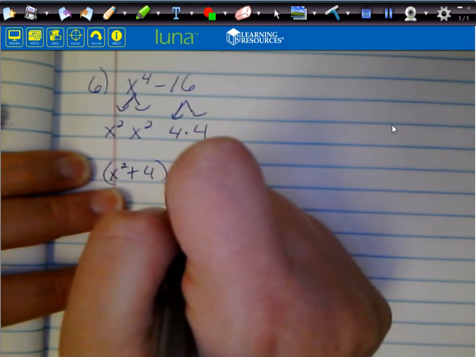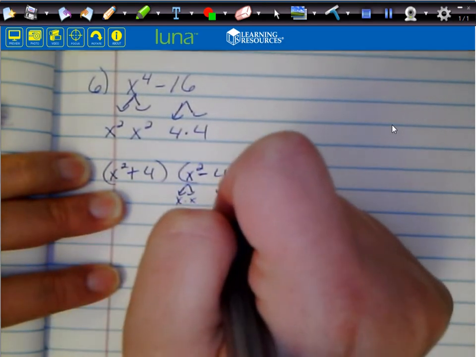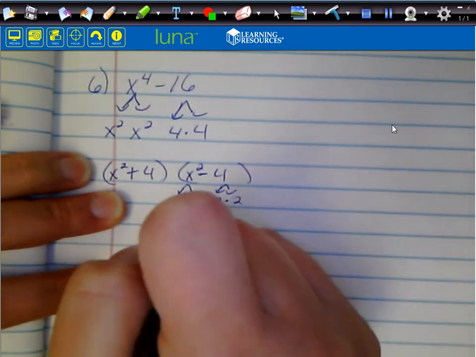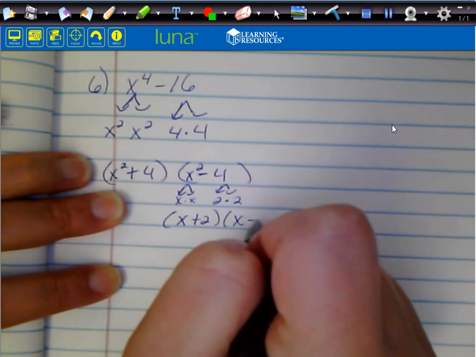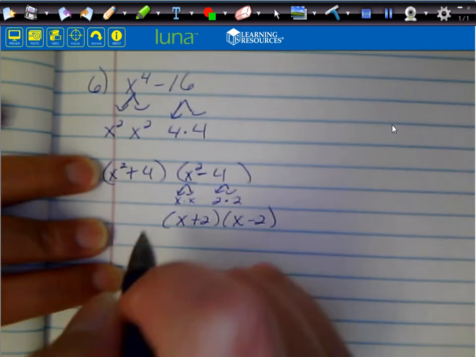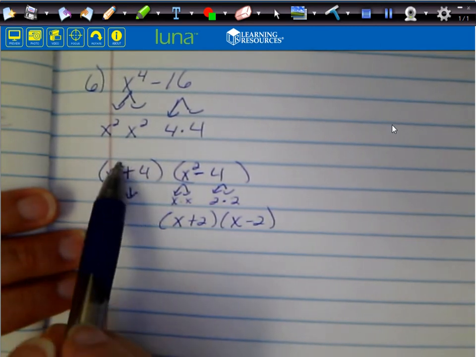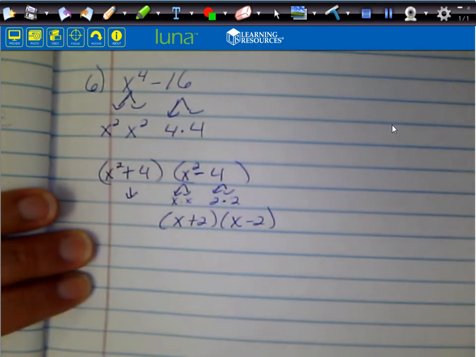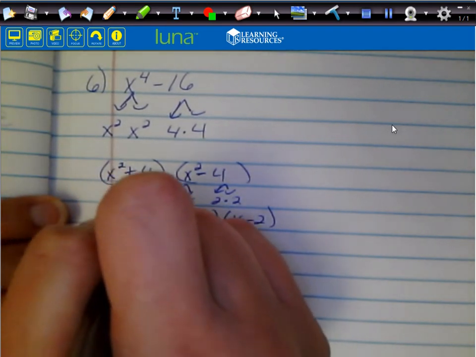I can turn around and break this down again into x and x. And I can break the 4 down into 2 and 2. So we have x plus 2 and x minus 2. This first one right here, I'm just going to bring that one down. I can't refactor that one because of the plus sign in the middle there. It has to be that minus sign. So I'm just going to bring it down, x squared plus 4.